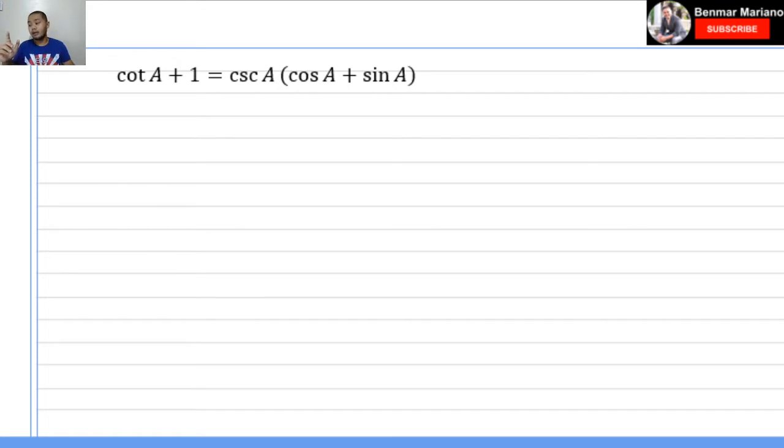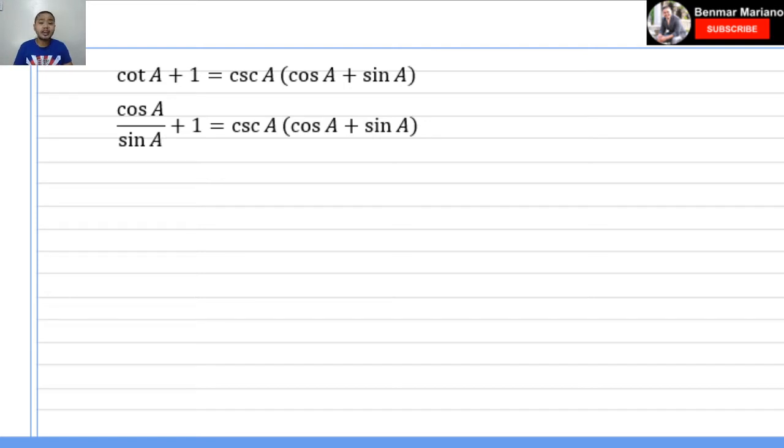So, in this example, what I am going to manipulate is the one on the left side. Okay? So, cotangent A plus 1. The one on the right side, I'm not going to manipulate that one. Cotangent A plus 1, what I am going to do here is to express cotangent A plus 1 in terms of sine and cosine. So, cotangent A now will become cosine A over sine A by applying the quotient identities.